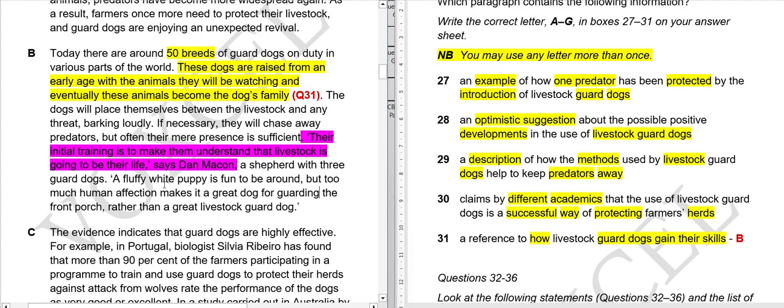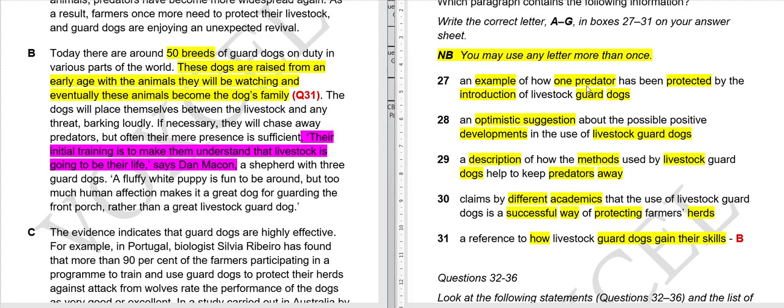A fluffy white puppy is fun to be around, but too much human affection makes it a great dog for guarding the front porch rather than a great livestock guard dog. So they are telling about the difference between a puppy, a house dog, and a guard dog basically. So let's see if anything else comes up.